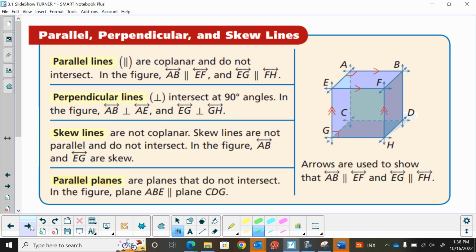Okay, so the first definition is for parallel lines, and parallel lines are coplanar and they do not intersect. So if we take a look at our diagram, we have this cube here, and you can think of every side as a plane. So there's different planes on here. If we look at the top of the cube as being a plane, then line AB and line EF would be one example of parallel lines. They're on the same plane and they're never going to intersect.